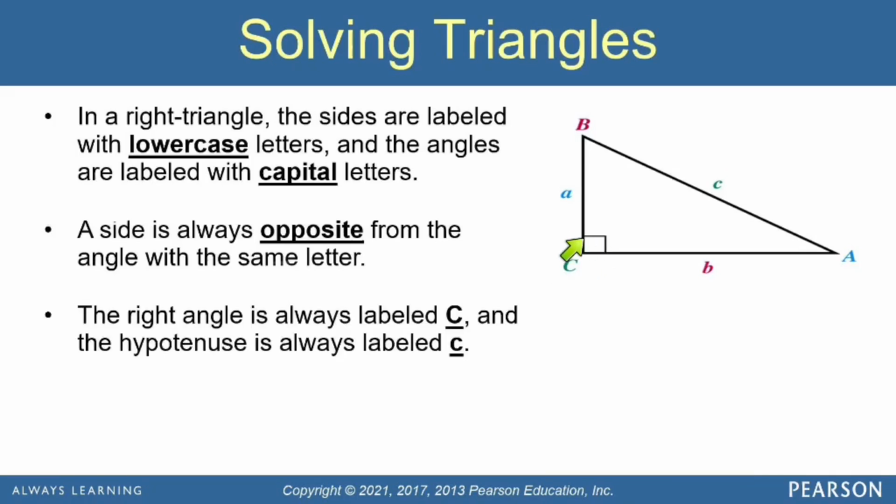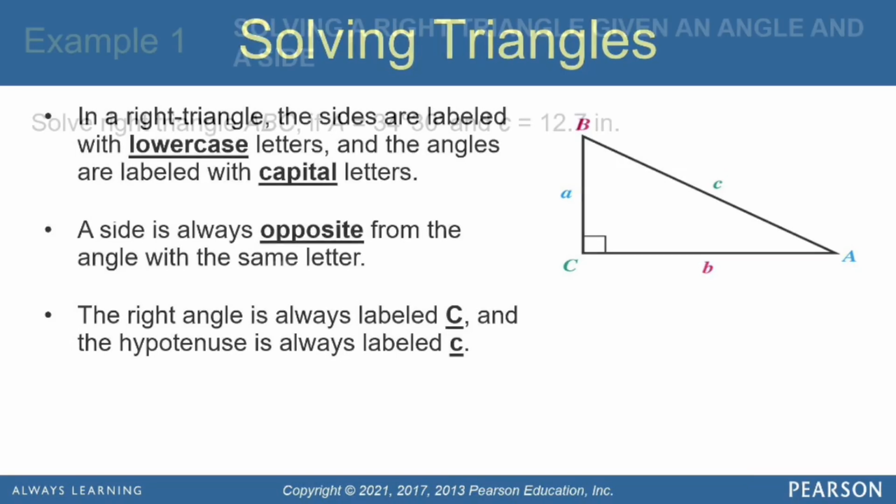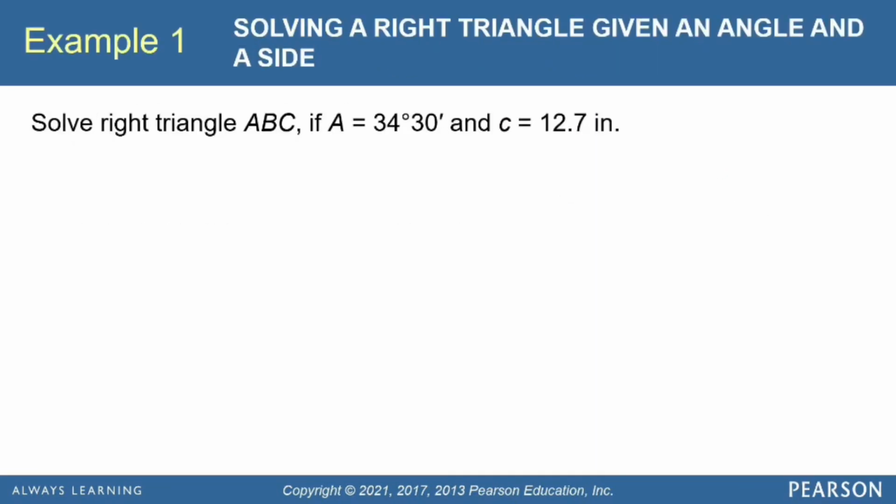And the right angle is always labeled with the capital C, and the hypotenuse is always labeled with the lowercase c. And if we do it that way, our Pythagorean theorem, a squared plus b squared equals c squared, is always going to work. And now we're ready for example 1.